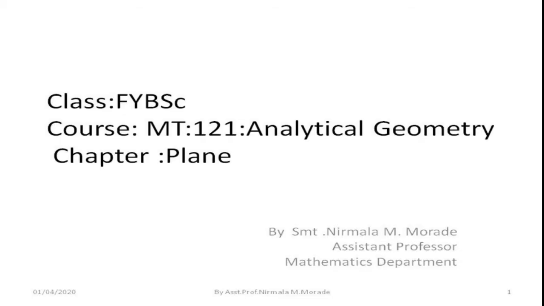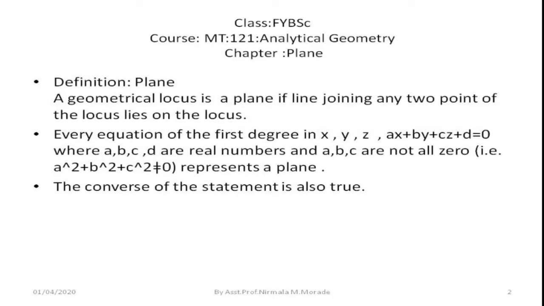Hello everyone, in this video we are going to see the definition of plane and different forms of the plane. First, we'll see the definition of plane. A geometrical locus is said to be a plane if a line joining any 2 points of the locus lies on the locus. That is, A and B are 2 points on the locus, then the line joining these 2 points, that is line AB, completely lies on the same locus, then the locus is said to be a plane.